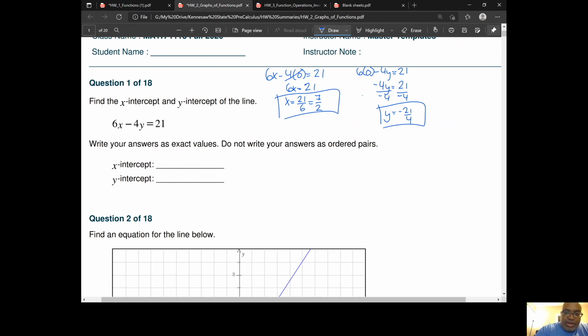I guess I could have written it here. X-intercept is equal to 7 over 2. And y-intercept is equal to negative 21 over 4.